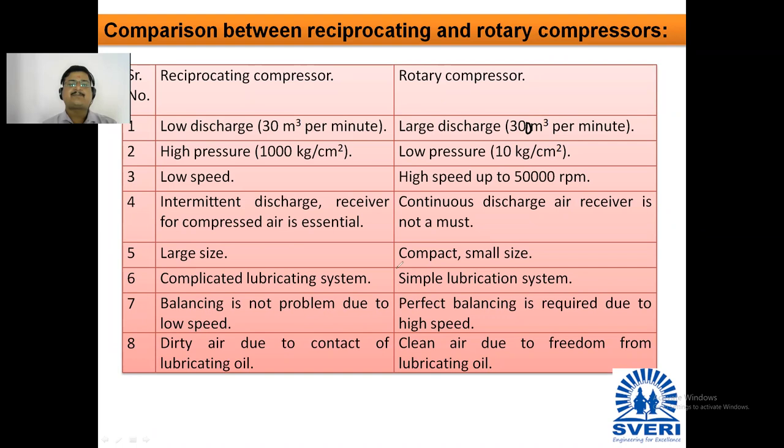Second point is about the pressure. Reciprocating compressors are providing the air or the gas with the highest pressure, and that pressure is 1000 kilogram per centimeter square. 1 by 1 centimeter चा एक छोटासा तुकडा घेतला आणि त्या तुकड्यावर जर 1000 किलो वजन आपण ठेवलं, तेवढं प्रेशर हे रेसिप्रोकेटिंग कॉम्प्रेसर जे आहे ते जनरेट करू शकतं.